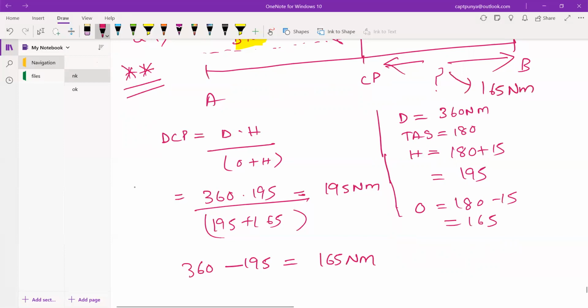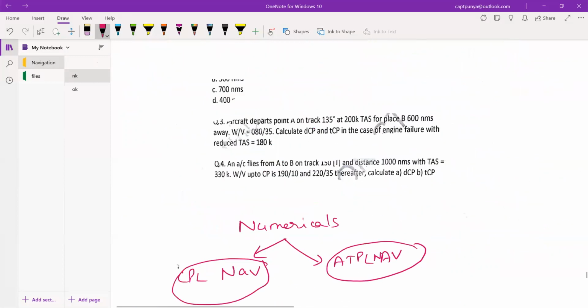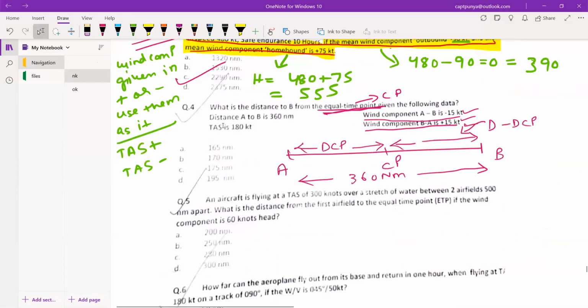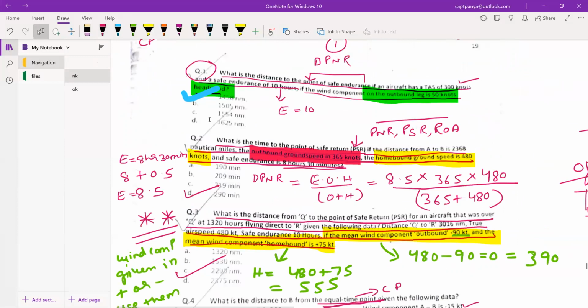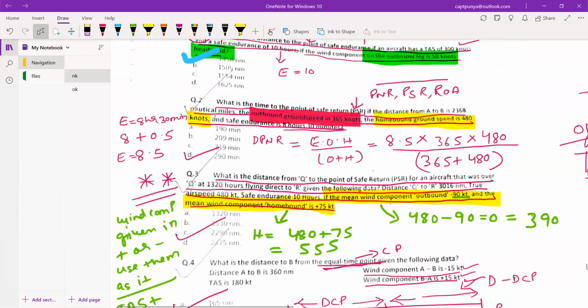So let us just check whether we have 165 nautical miles in the options. Let us just see. Okay, this is option A. So option A is the right answer. So guys, today we have solved four questions. These are the kind of very simple questions you will have to come across.